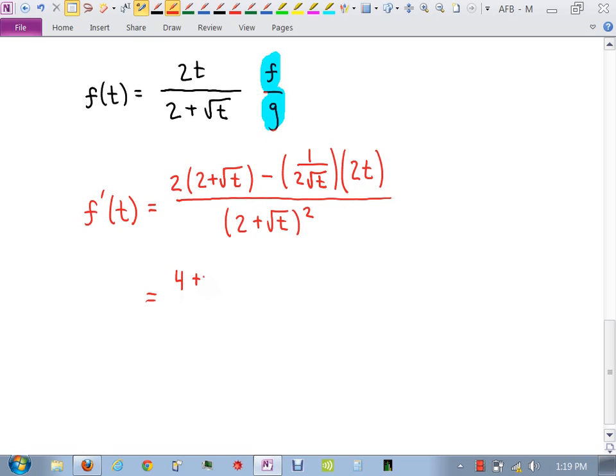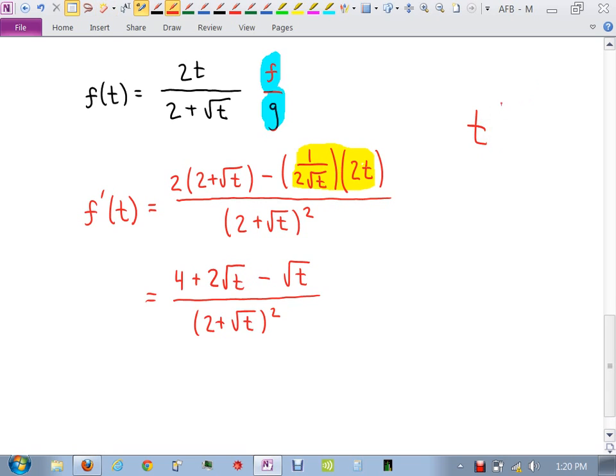This is 4 plus 2 root t minus root t, all over 2 plus root t squared. So all I did there was take this right here, the highlighted yellow. The 2's cancel each other out, right? t over root t is root t. t to the first power over t to the 1/2 power is t to the 1 minus a half. 1 minus a half is a half. So t to the 1/2.